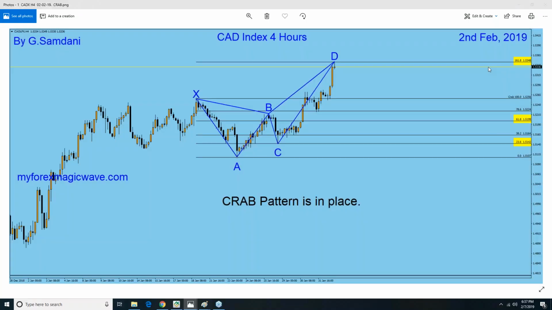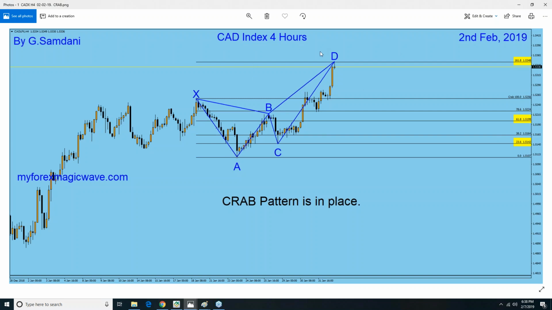Hello everyone, Simon here from myforestmagicweb.com, making this small video about this CAD index and the trades I did with CAD pairs based on this CAD index. So it's easy to follow if you can understand. So this is the chart, this 4-hour chart of CAD index.